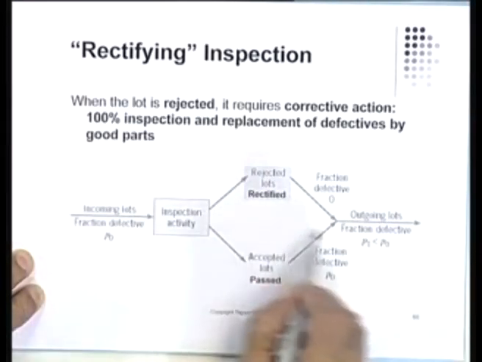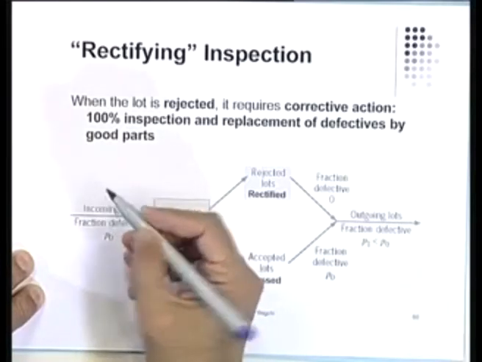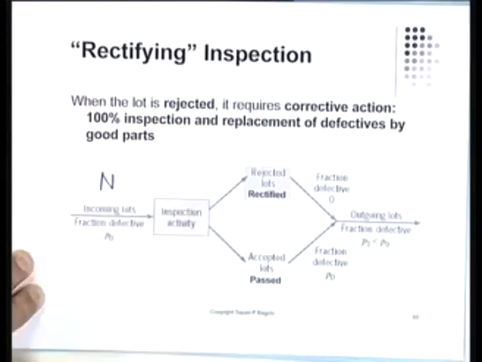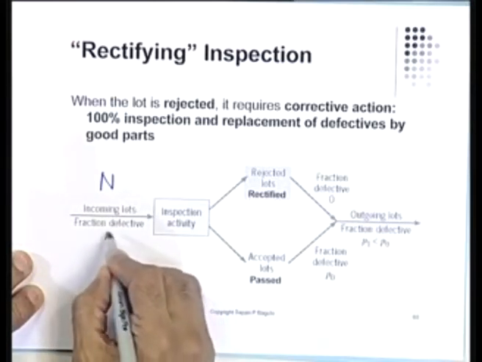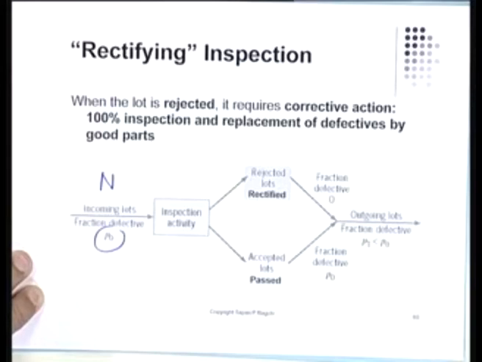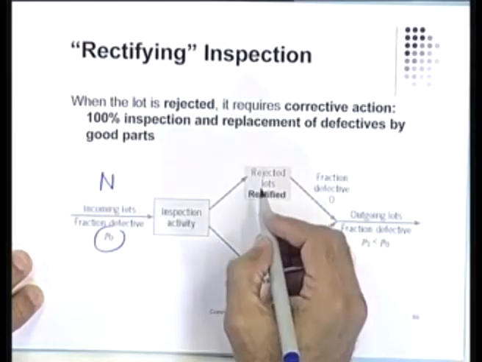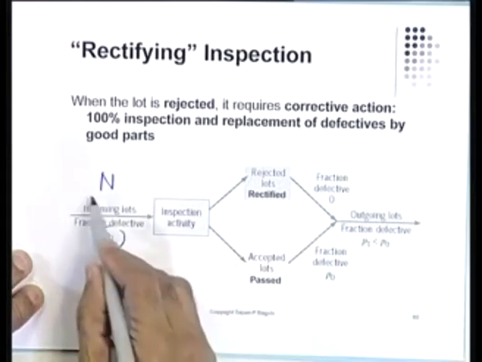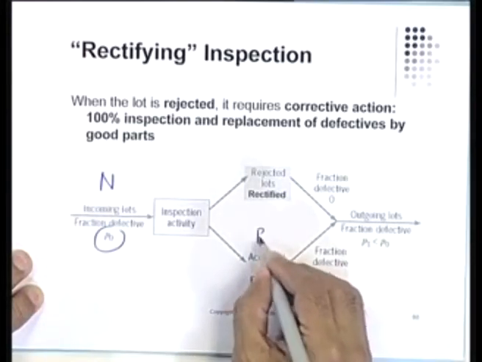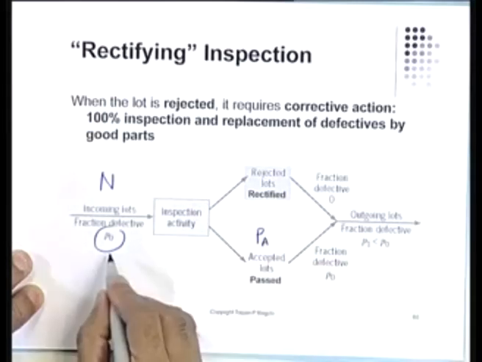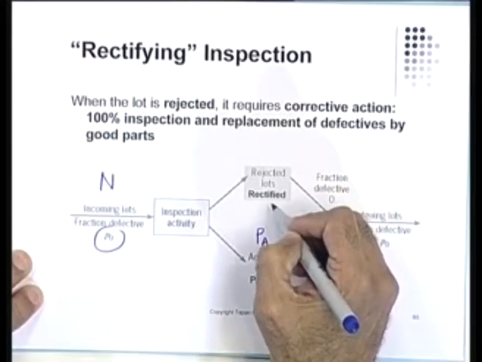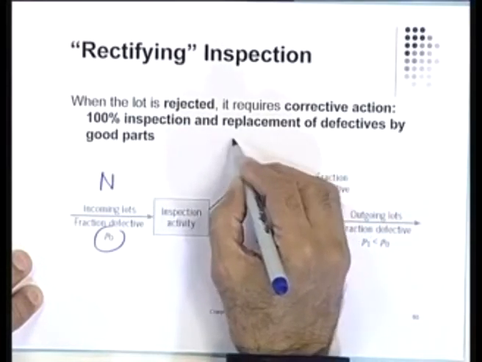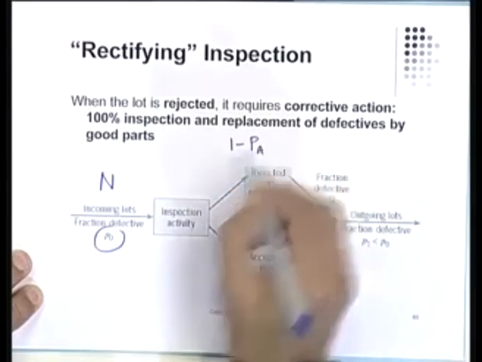My incoming parts are coming in lot size of N. N is the lot size of my incoming parts, and it is coming in at a quality level P0. There is a certain probability of accepting this lot, and that probability is PA at P0 level. And there is a certain chance of my rejecting that lot, and 1 minus PA is the probability of my rejecting the lot.